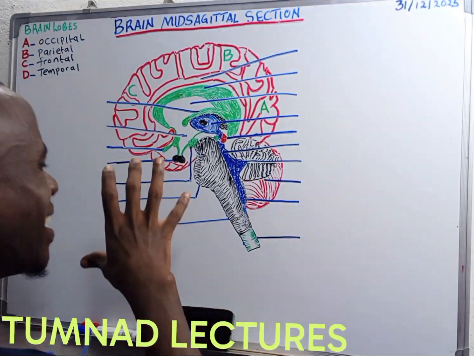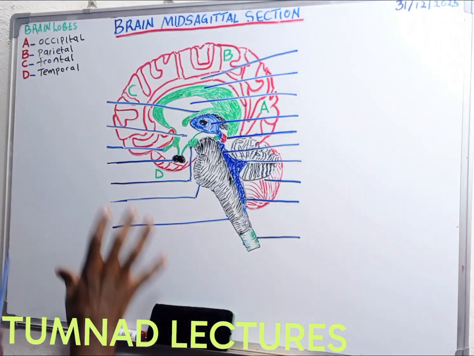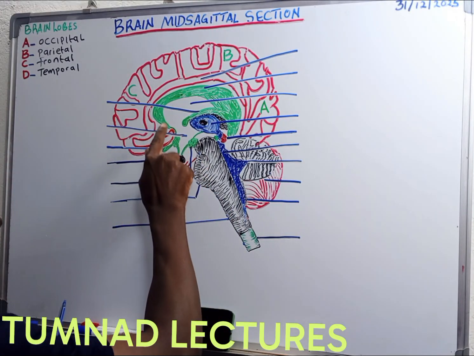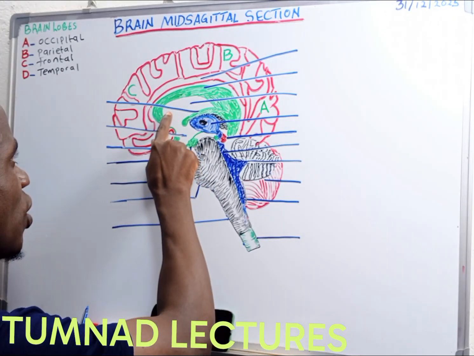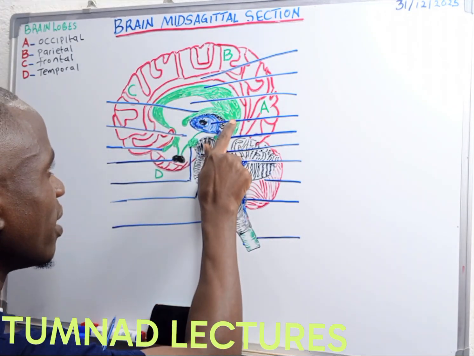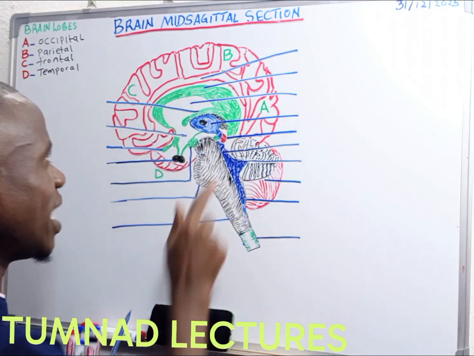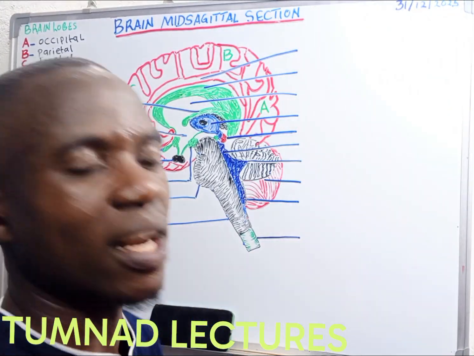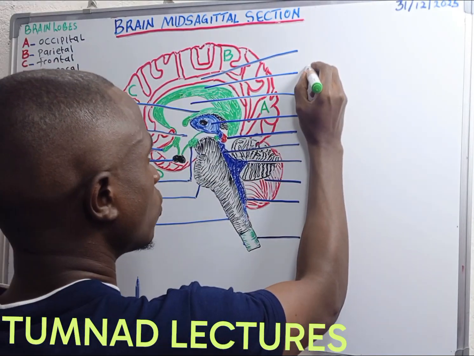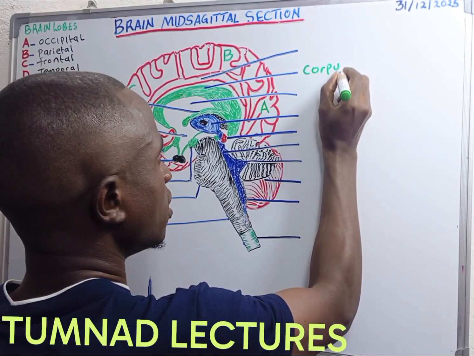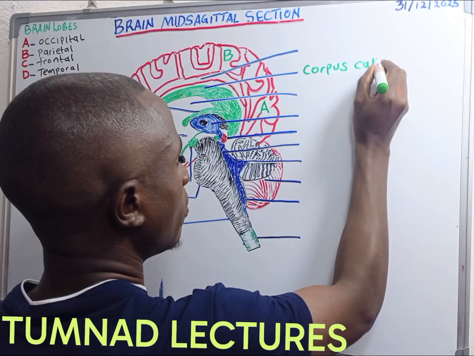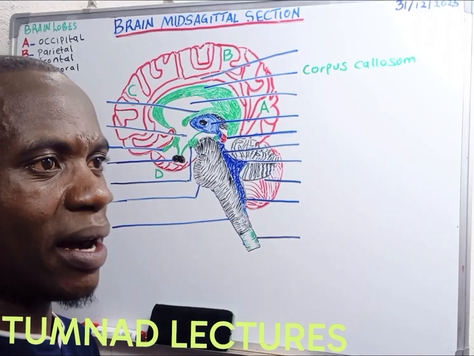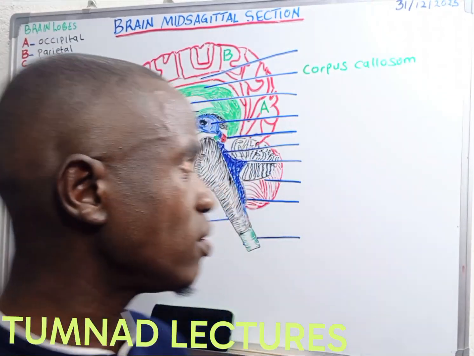Now, starting to label some of these parts, let us label them anatomically and see where they're going to be located and some of the associated structures which are going to be nearby those areas. Now when you see this structure here, which is green, how do we call this structure? This structure is what we call the corpus callosum.